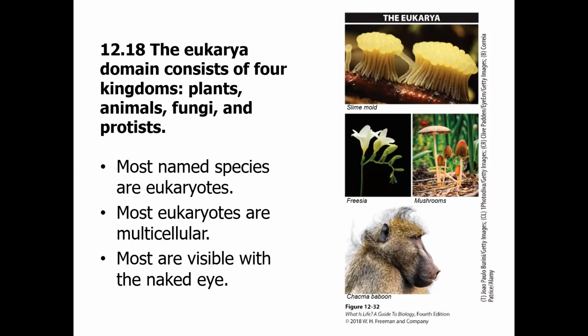Lastly, the domain that we are most familiar with is the eukarya. And these are our 4 kingdoms that we have a lot of experience with. These are your plant kingdom, your animal kingdom, your fungi kingdom, and your protist kingdom. So these species are eukaryotes, meaning they have a nucleus and membrane-bound organelles. They are multicellular versus being single-celled like your bacteria or your archaea. And most of them are visible to the naked eye. So most of the organisms, the plants, animals, fungi, and protists, we see in nature. We are very familiar with it just from the human experience.